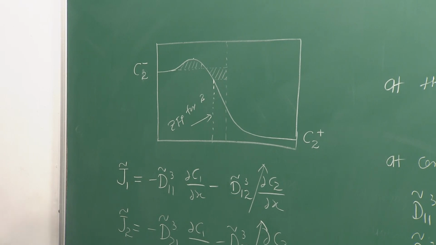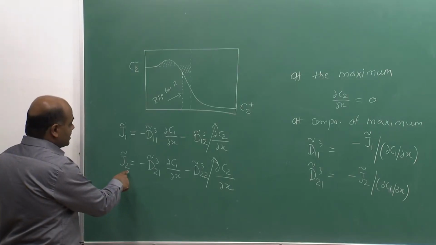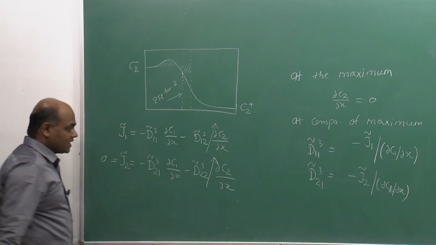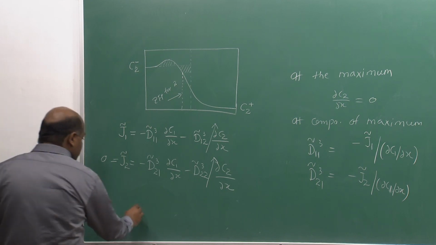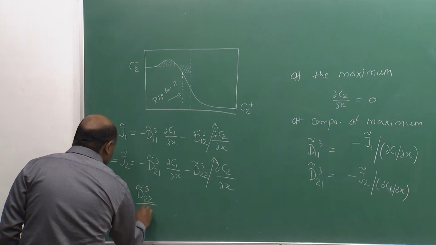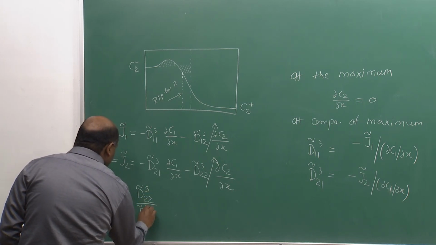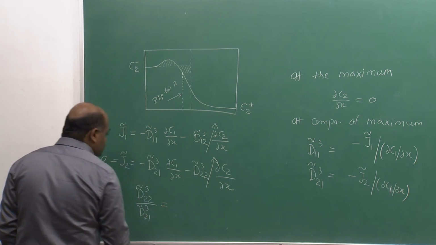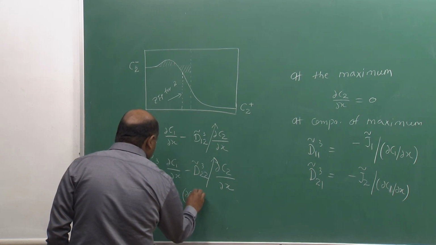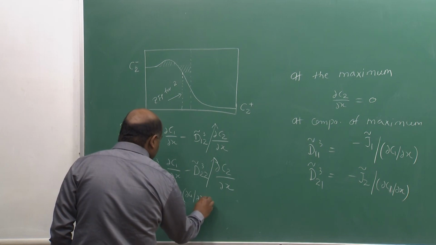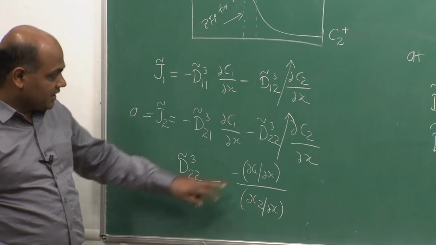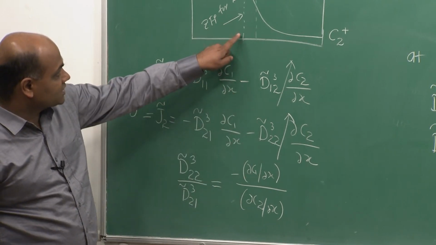Now, why is this important? Because at ZFP J2 is 0, which means these two terms are equal, and so we can get the ratio of D22 tilde 3 to D21 tilde 3, which should be equal to minus dou C1 by dou x divided by dou C2 by dou x, and these gradients are evaluated at the location of ZFP.